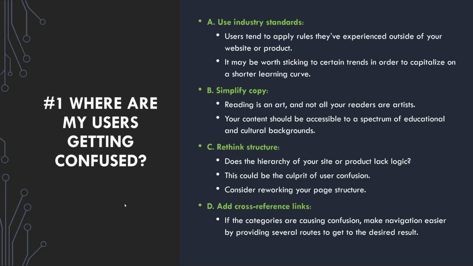Should it be combined? I know a lot of the sites that students tend to look at have a lot of redundancy, and so you might think about, is it really just kind of adding a ton of fluff by having all the redundancy? Is it helping by making it easier to find, or is it just kind of burying the information so it's hard to find again? Add cross-reference links. If the categories are causing confusion, make navigation easier.